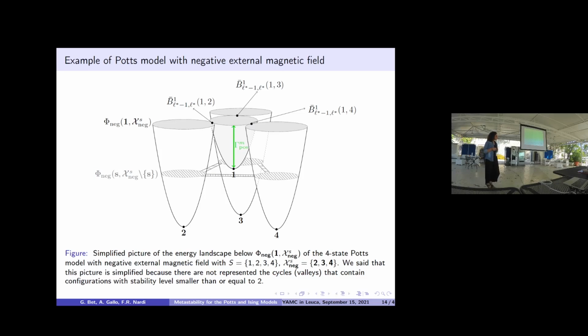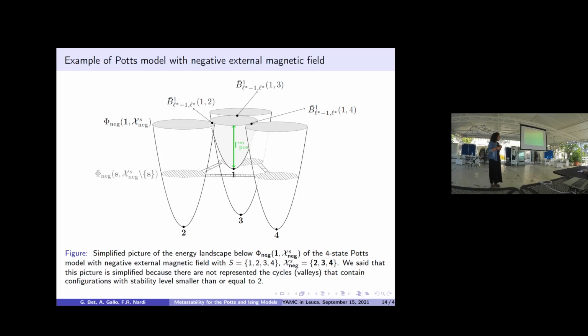In this figure, there is an example of the energy landscape when Q is equal to 4. This is a simplified picture of the energy landscape. This is the energy landscape cut at the energy level given by the communication energy between the metastable state and the set of stable configurations. This green energy barrier is the stability level of the metastable state, and it is also the depth of the initial cycle related to the transition from the metastable state to the set of the stable configurations.